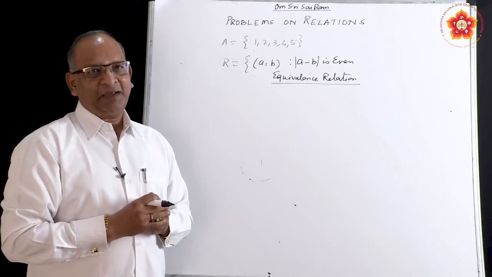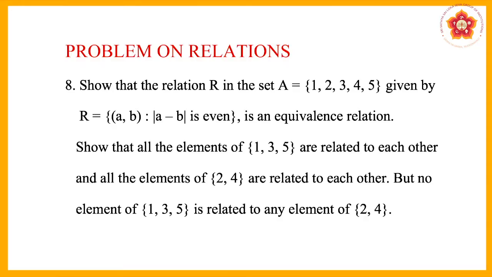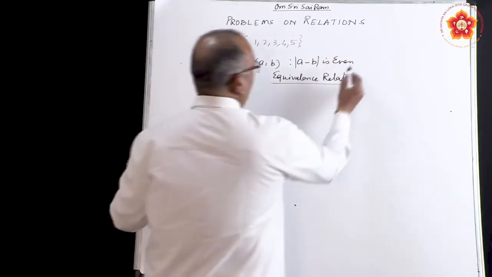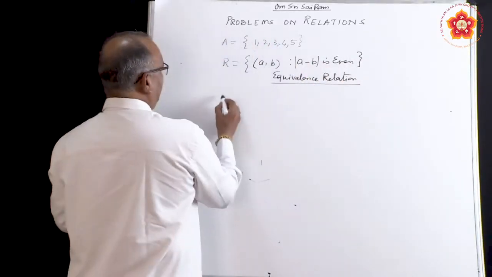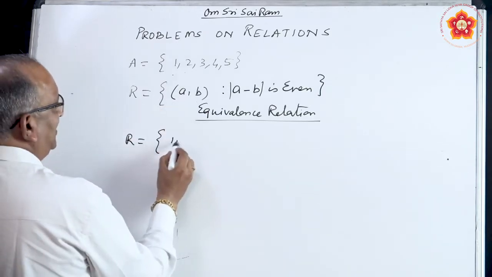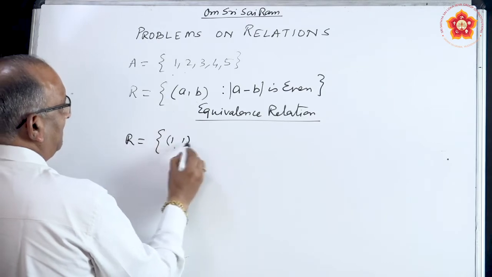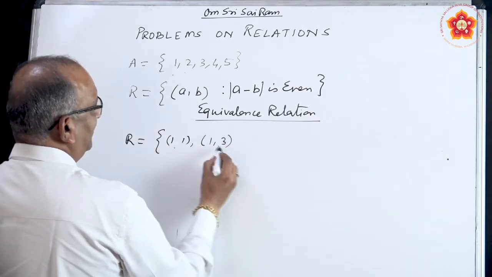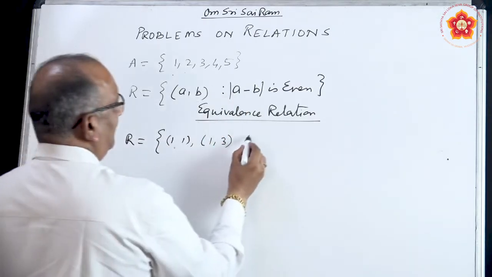The first one among them, we need to prove that it is reflexive. There are two ways of doing it. One way is set builder form, another way is roster form. So keeping this relation, modulus of A minus B is even, you write the same R. Let us say you begin with 1. 1 minus 1, so (1, 1) is one element. (1, 3), because the difference is again even.